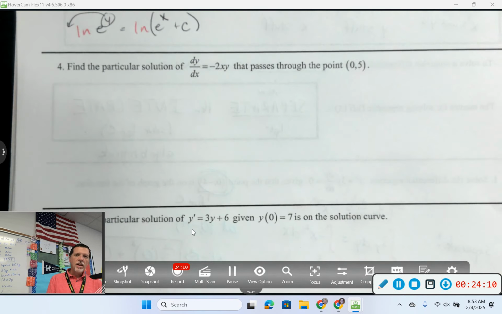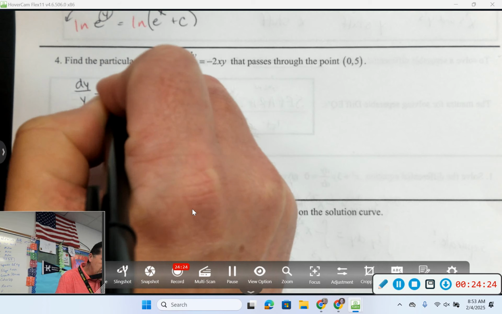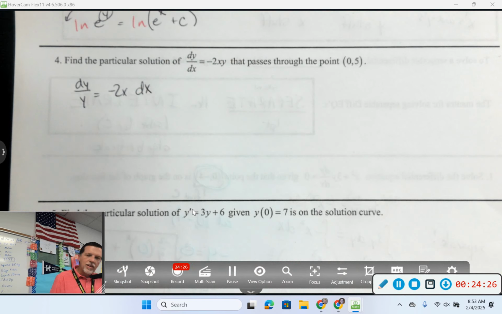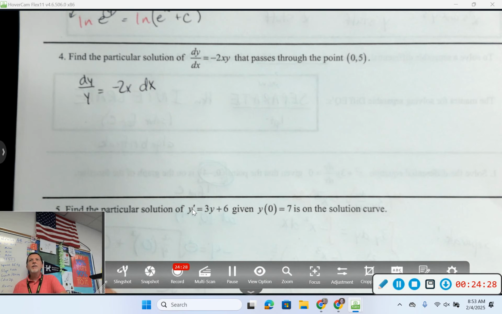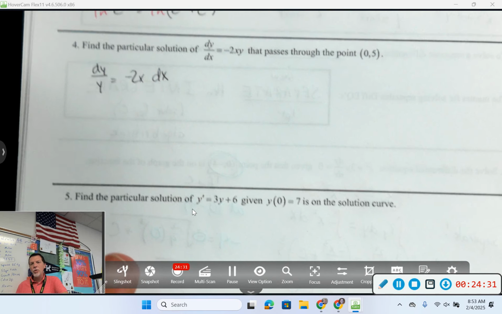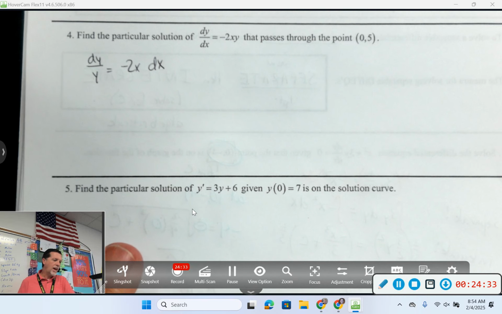Number 4. They keep getting harder. I can't just say, here, you try it. Let's separate first, so that part's easy. dy over y equals negative 2x dx. Again, please show that step. That gets you a point on partial credit and on the AP test.